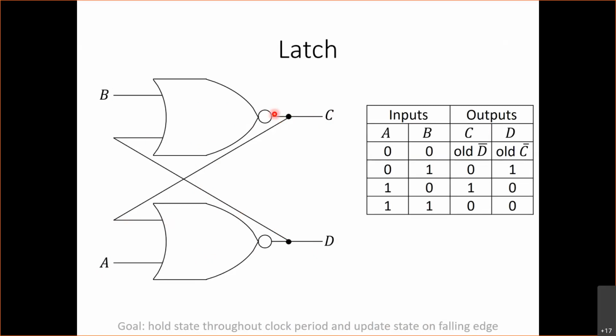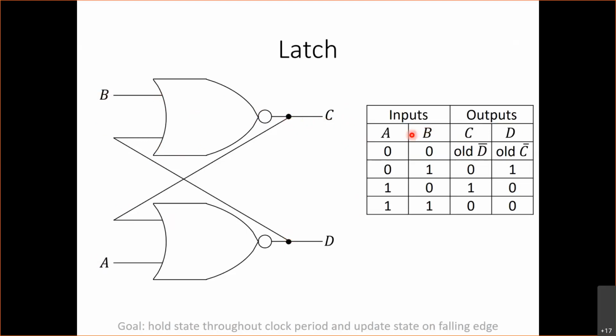Let's look at the different cases for what my input could be and what my corresponding output will be. If I set A to 0 and B to 0, then C is going to be NOR of B and D. If B is 0, then 0 or D is just D, and then you invert that, so C is going to be not D, or the old not D, because D might change after I apply 0, 0, but in this case it won't.